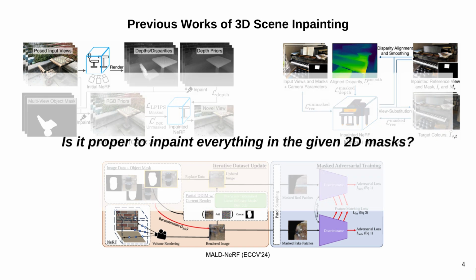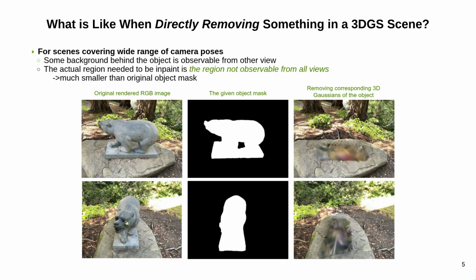However, we found that very few of them look into a very foundational problem: is it proper to inpaint everything in the given 2D masks? We visualize this bear scene trained by 3DGS, removing the 3D Gaussians corresponding to the bear. We can see that most of the background is observable, and only a small region on the stone here is blurry, which is much smaller than the bear's object mask no matter what the camera pose is. The actual region that needs to be inpainted is the region that is not observable in any camera pose.